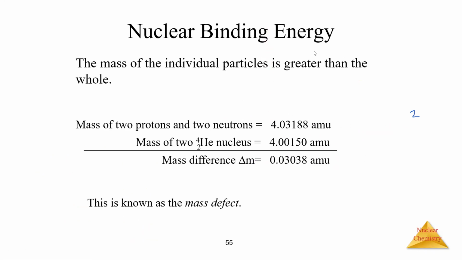With this, we have what's known as the nuclear binding energy. When we take those individual particles and bind them together in the nucleus, there's going to be a mass defect. If we think about a simple helium nucleus, helium-4, the individual subatomic particles, 2 protons and 2 neutrons, add up to a little over 4.03 atomic mass units. But when we actually combine them in the nucleus, we only get a mass of just over 4, 4.0015. The difference between those two is the mass defect.